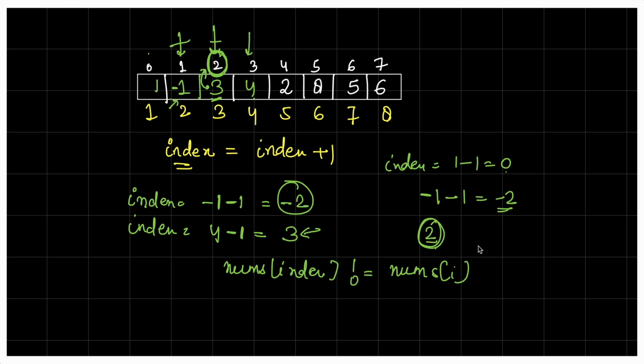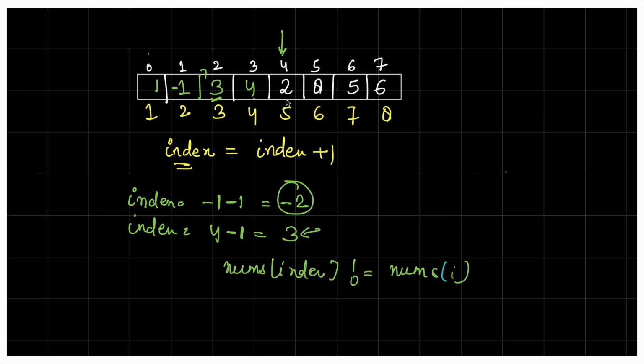Again we do the same thing. For 4 we get 3 as an index, and at this index 3, 4 is already there. So we'll move our pointer to the next one. Right now we are at 4, and we are again going to calculate the index. So for 2, the index will be 2 minus 1, which is 1.